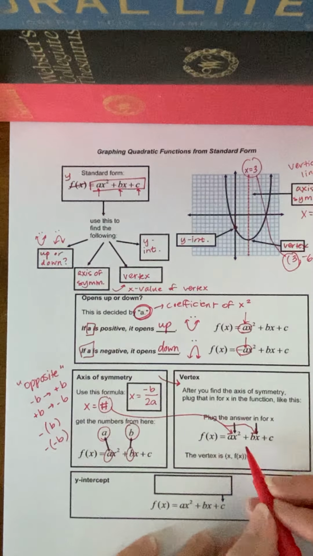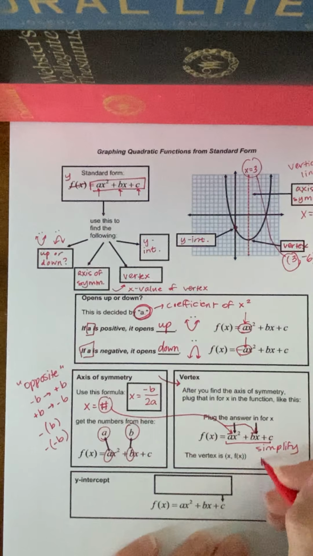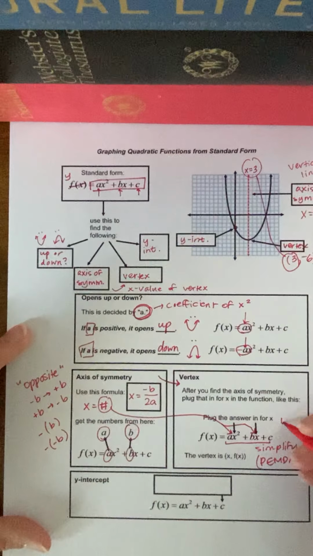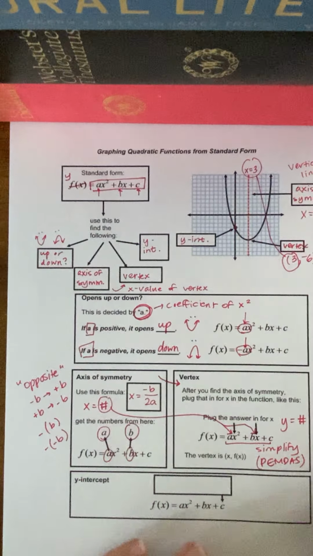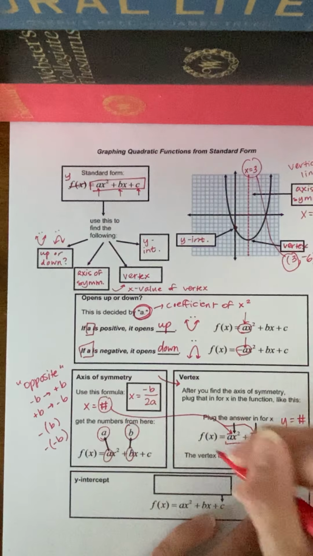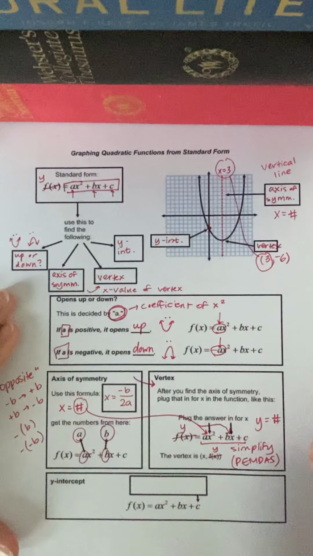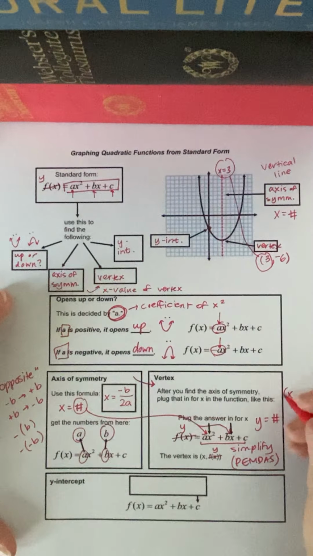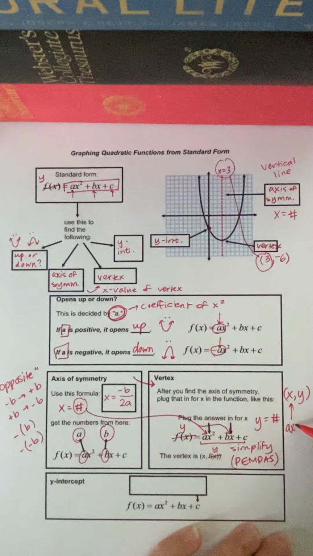And then you simplify this, of course, using order of operations, and you get y equals a number. So then your x and your y become your vertex. So it's your x value from your axis of symmetry and the y value after you evaluate.